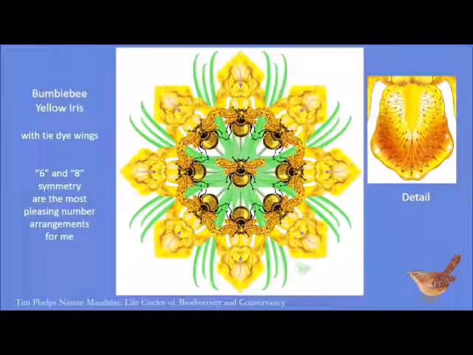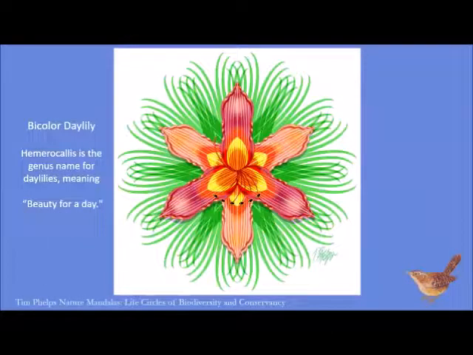And these are yellow iris with tie-dye bumblebee wings, I'm sorry. And I find that the 6 and 8 symmetry is the most pleasing for me. And again, you can see some detail to the petal of the iris on the right-hand side. So daylilies are one of my favorites, and we all know them to be actually blooming for a day, sometimes longer, but they are a beauty for a day.